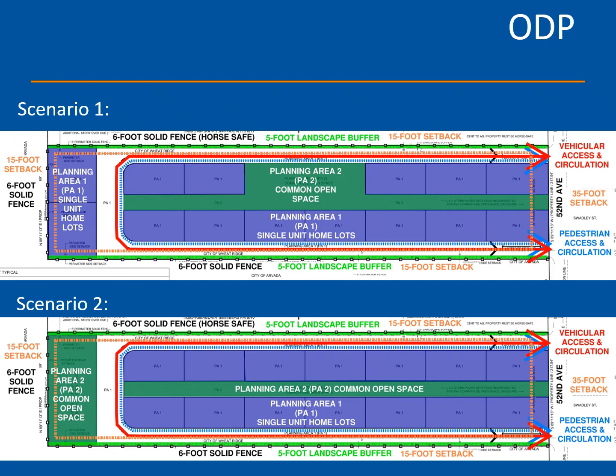Finally, to adapt to market conditions and resident needs, there are 2 layout scenarios. Scenario 1 consolidates Planning Area 2 open space in the center with potential for 2 single-unit home lots on the north end. And Scenario 2 splits Planning Area 2 into a central garden space between the homes, placing common amenities along the north of the drive. The final layout and amenity placement will ultimately be secured during the specific development plan phase.